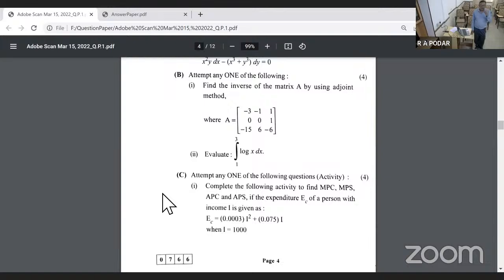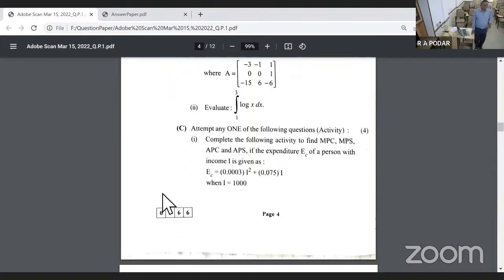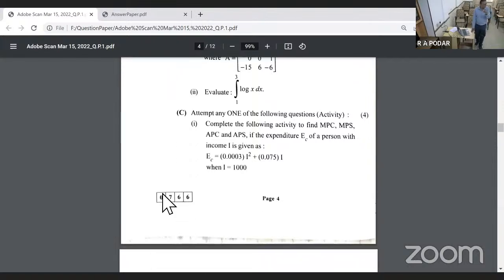Okay. Then question C is there. Attempt any one of the following questions. You have to complete the following activity. So this is an activity type question. A solution is given, but in between they have given the boxes. Somebody was asking whether the whole solution is to be written or not. If you write only the boxes, you will still get the full marks. That is the guarantee. Solution is given, only you have to fill in the blanks.